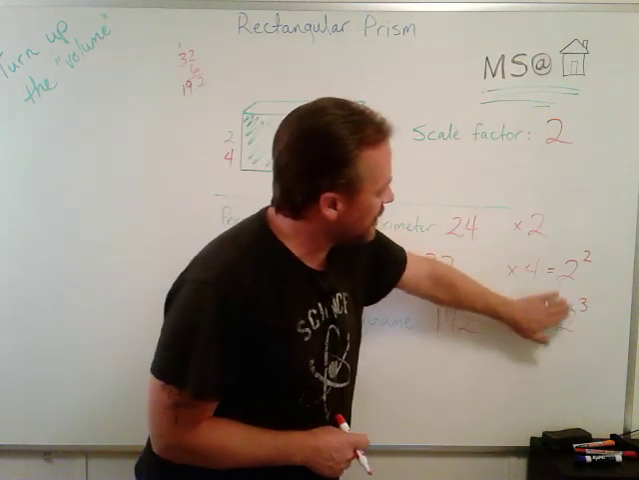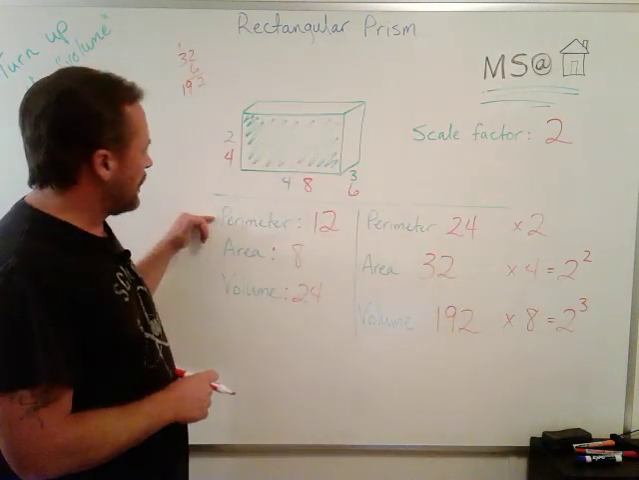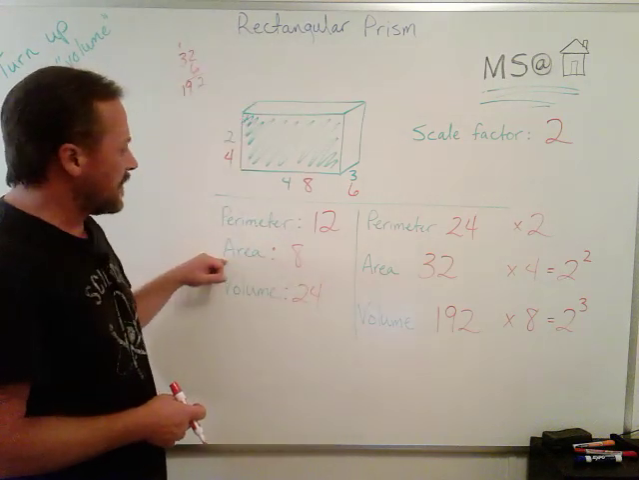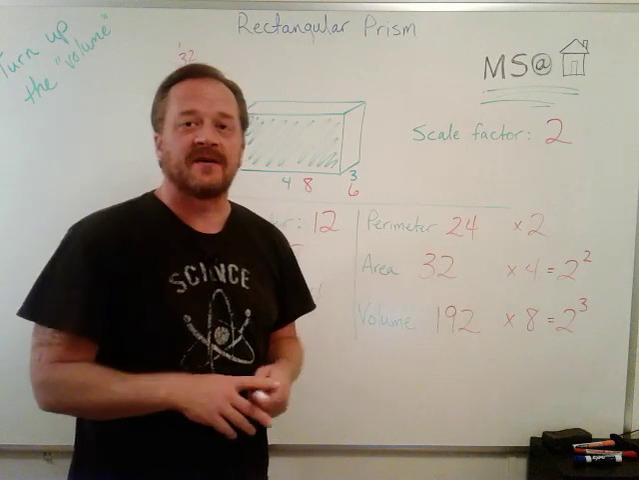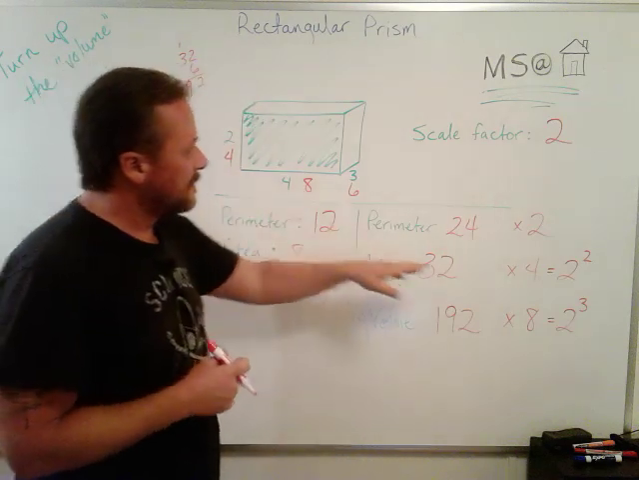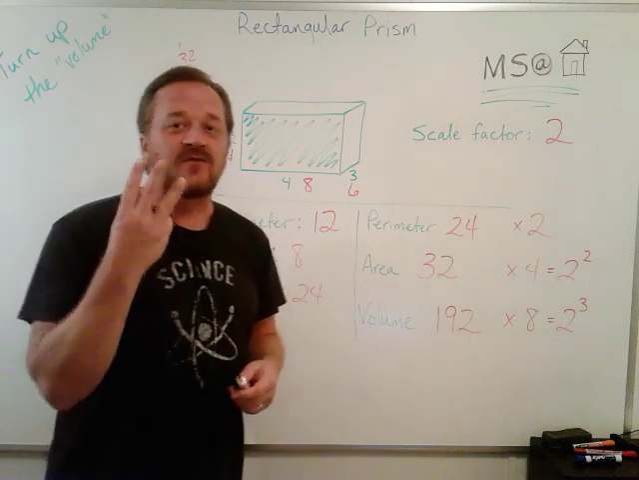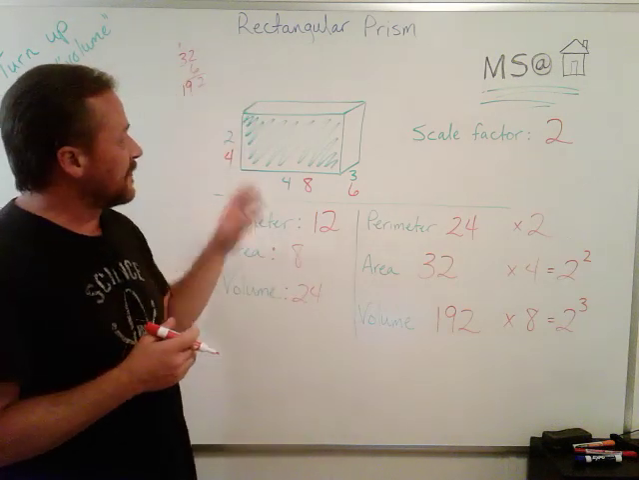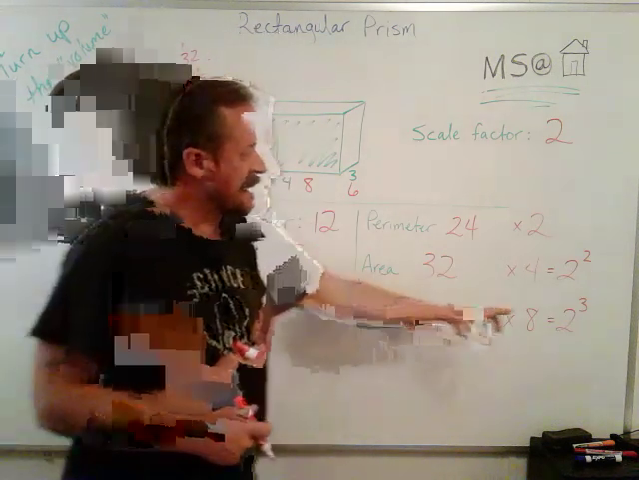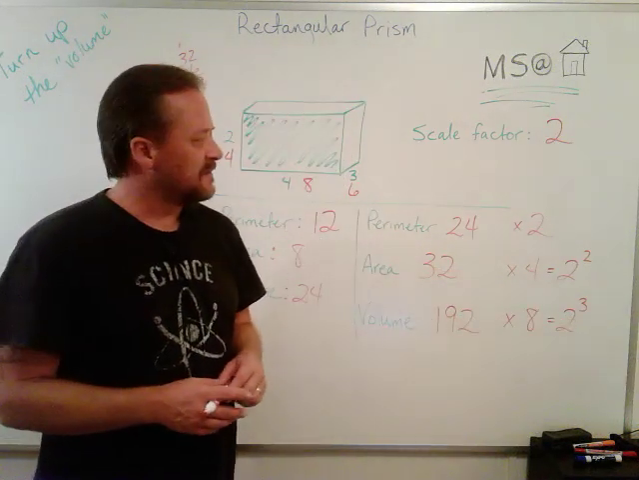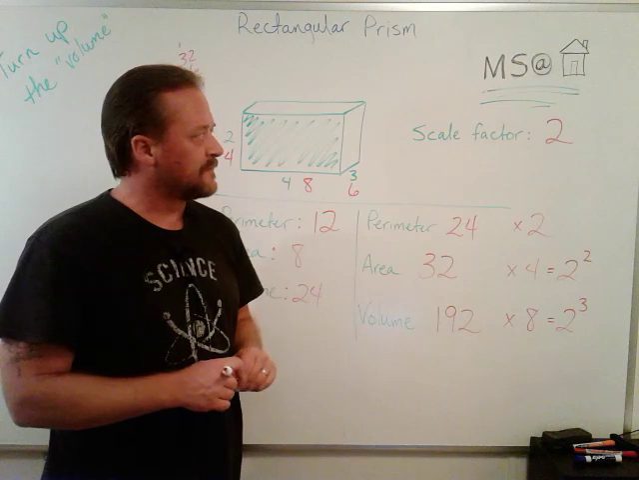Do you see the pattern here now? Perimeter is just lines, it's just distance, okay? Area has 2 dimensions, it's a 2-dimensional shape. It's squared. Volume is a 3-dimensional measurement for a 3-dimensional shape, and it's cubed. Do you see that relationship? That's a very interesting idea.